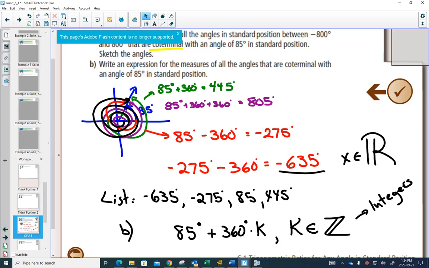Questions for practice: you can circle questions 4 and 5. Does this make sense? If I wanted to find negative 635, then k would be minus 2. That would list that one. And so we create a formula which finds them all, which is way better than taking the time to list them all, because you'll just be stuck on that for the rest of your life.